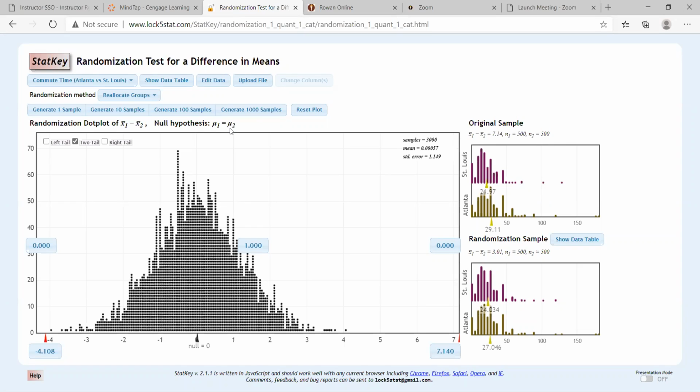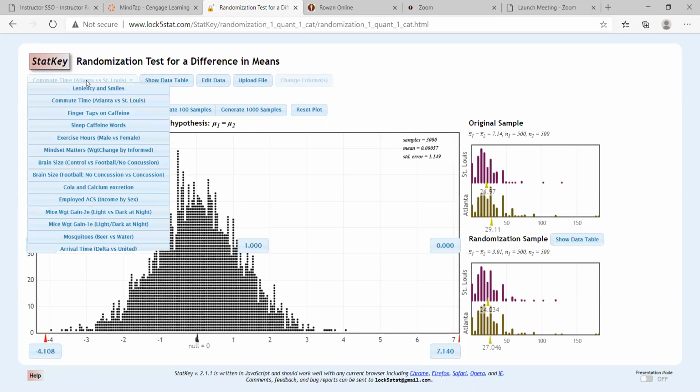All right. Let's look at another example. See if we can do another example with the difference in the two means. Let's do another one where it's not as clear like that.